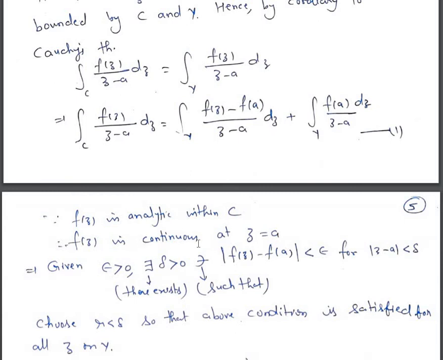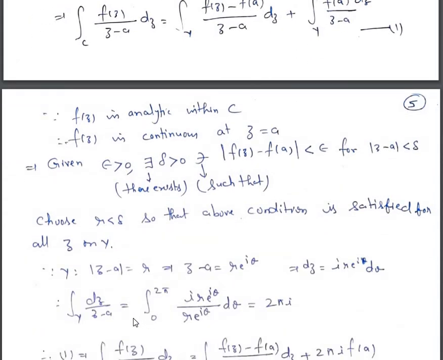Now, apply the definition of continuity. So, therefore, given epsilon greater than 0, there exists delta greater than 0 such that mod of f(z) minus f(a) is less than epsilon whenever mod of z minus a is less than delta. So, we choose r less than delta, so that the above condition is satisfied for all z on gamma.